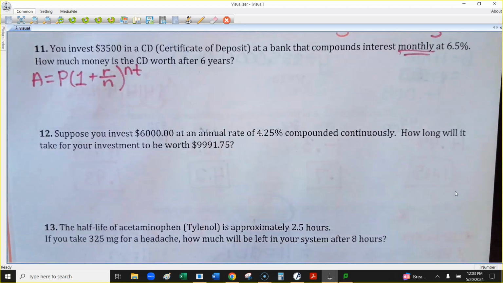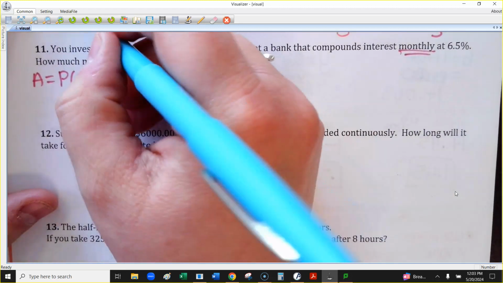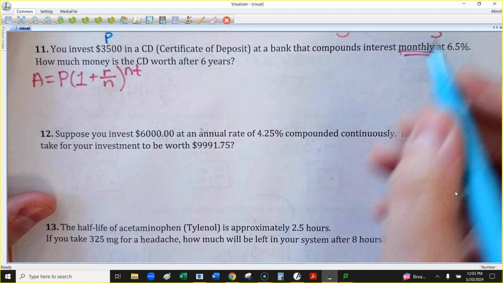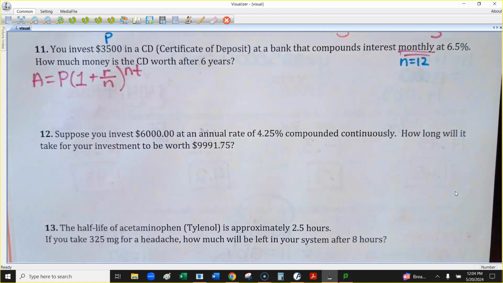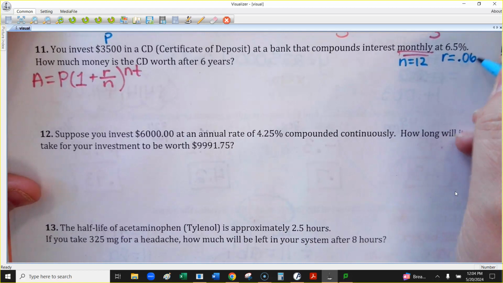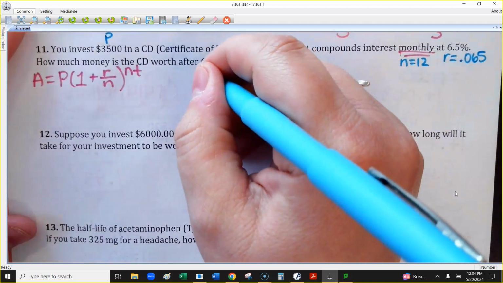Okay, now in this you got to figure out what you're going to plug in. So you invest $3,500 in a CD, that's going to be your principal. Compound interest monthly. So if I have monthly, there's 12 months in a year, so your interest would get compounded 12 times for the year. Now all these, they give you the rate as a percentage, so just don't forget to change that to a decimal. So 6.5% would be 0.065. And then how much is in the CD after 6 years? The 6 years is the time.